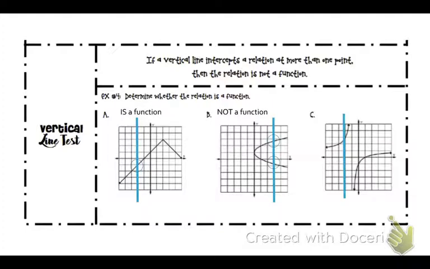Okay, C, right there it only crosses once. I'm going to double check this other side of the graph also. Right there it also only crosses once. So that is a function. Okay?